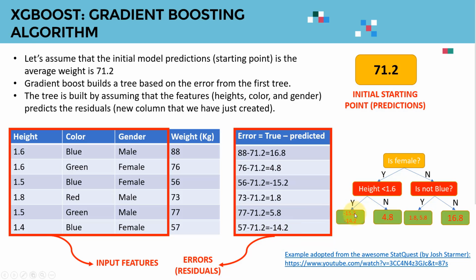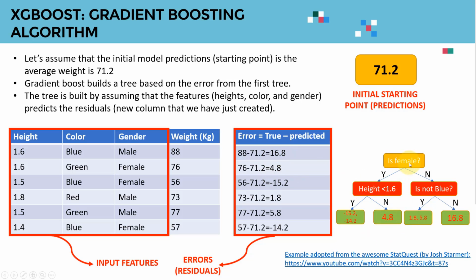So now I have minus 14.2 as well in this leaf. And I will actually do the same for all the trees. So I'm going to come here and say, okay, is the height less than 1.6? I'm going to say no. Again, within the female here. And that will generate the 4.8 value that I have in here.